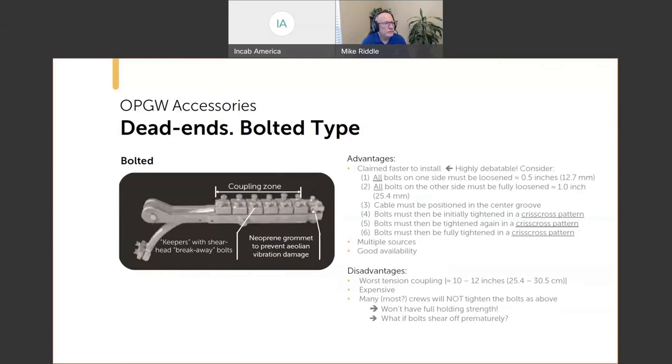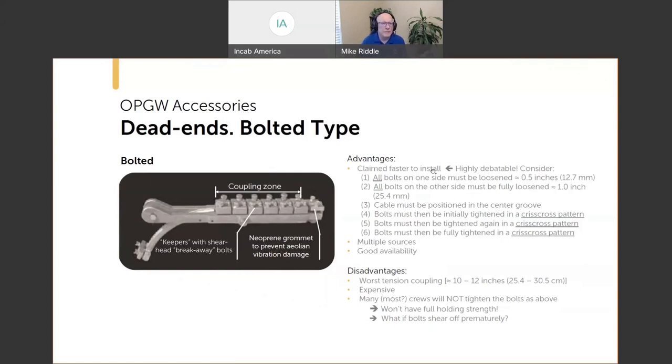The third type of dead end is a so-called bolted type. Now, the advantage, let me explain it first. In a bolted type, you've got a frame where you have a series of keepers. This particular one has six. There might be one or so fewer, maybe one or so more, depending upon the particular manufacturer and the cable design that it's been designed for. Your coupling zone is across these keepers.